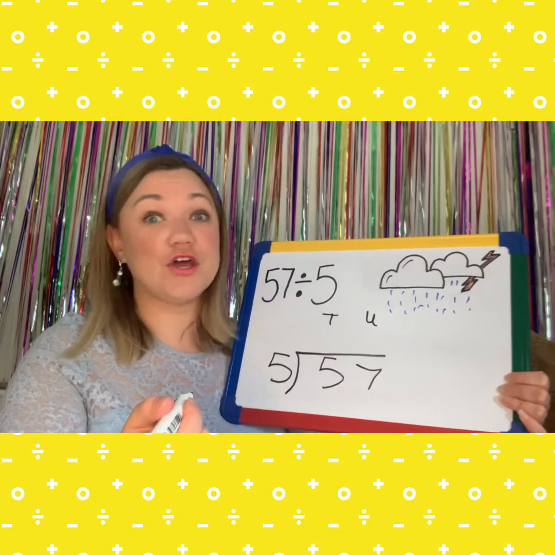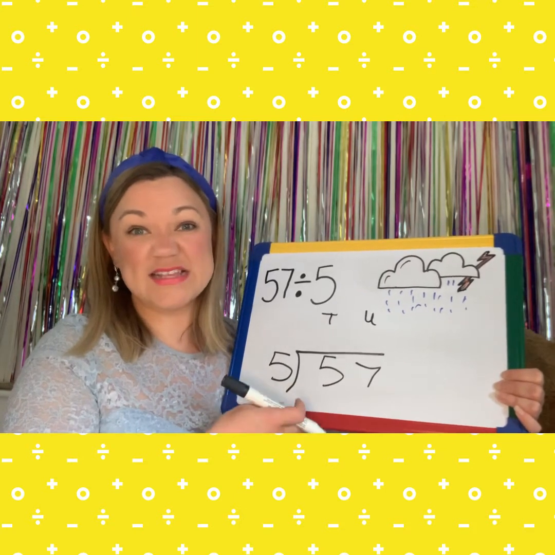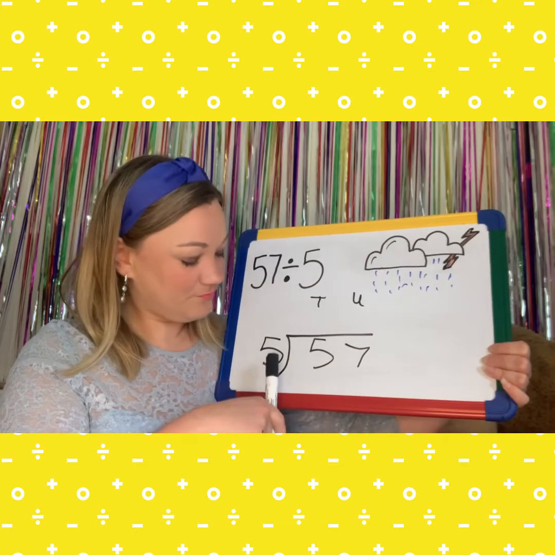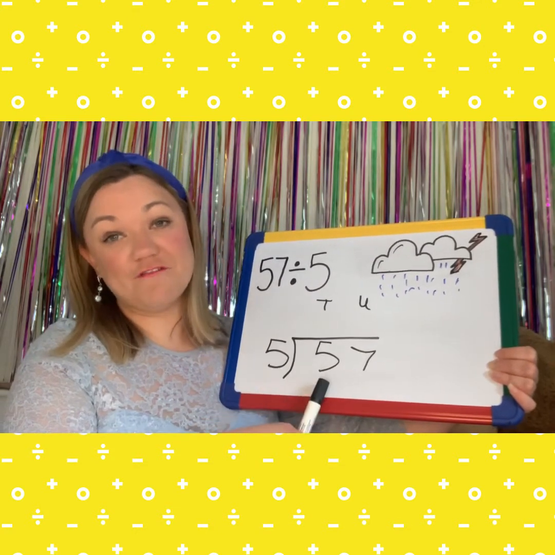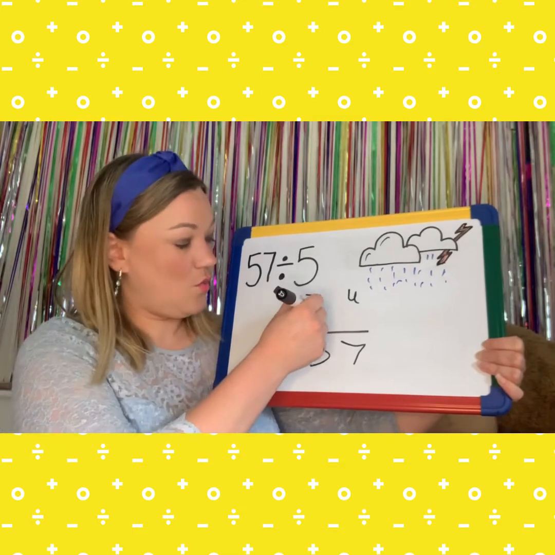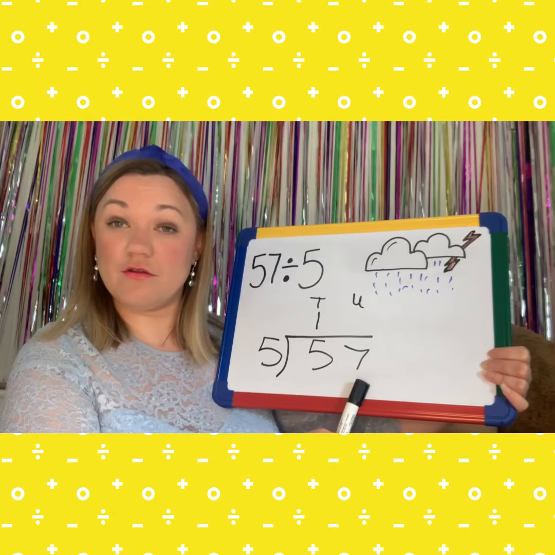And in division, we don't start with the units or the ones. We always start with the highest number because it's a little bit strange like that. It doesn't follow the same rules as everything else. How many 5s are there in 5 or 50? How many 5s are there? 1.